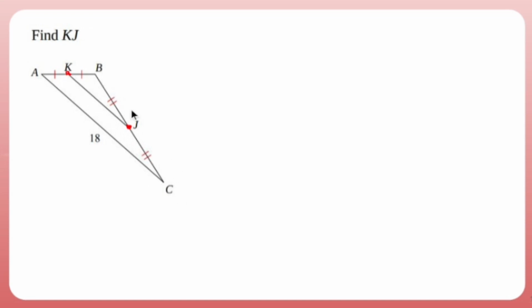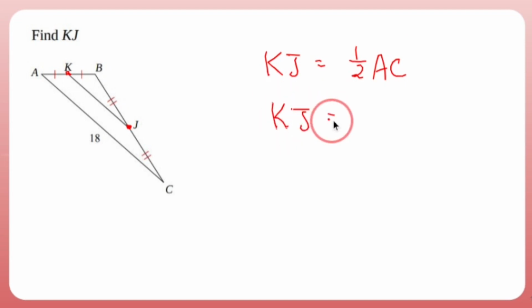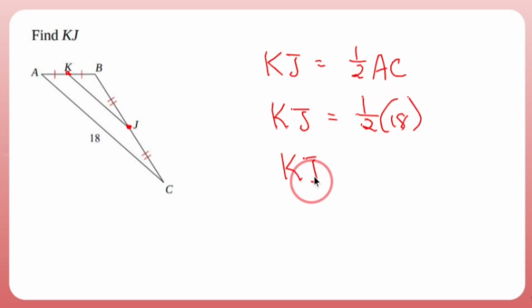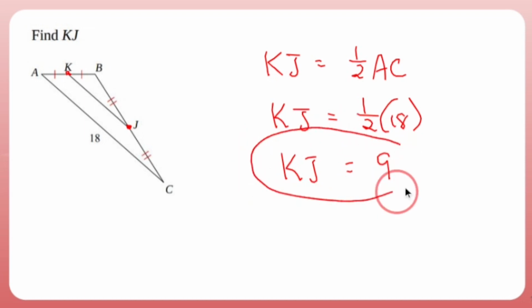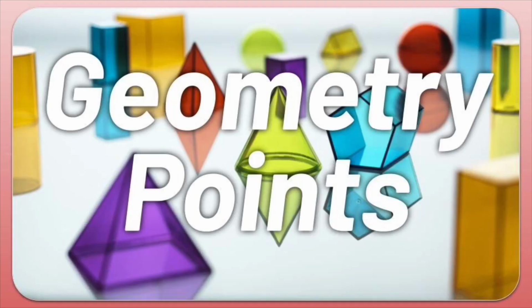In other words, KJ is half of AC. KJ is half of 18. KJ is 9. So pretty simple. Mid-segment, nothing to lose a whole lot of sleep over. I did it.